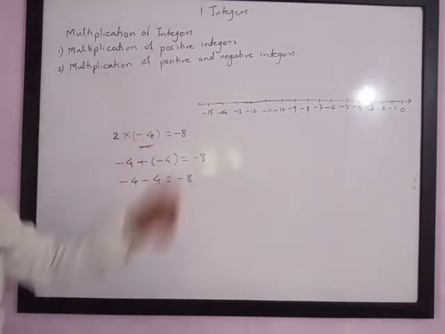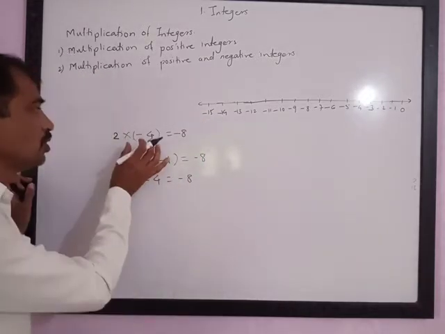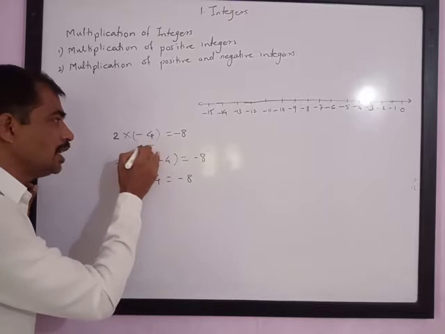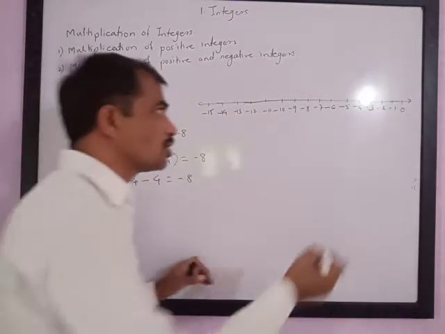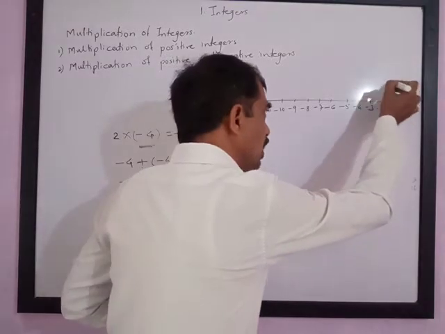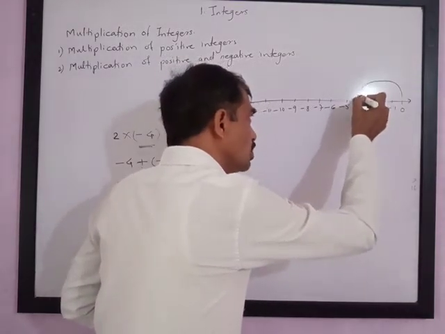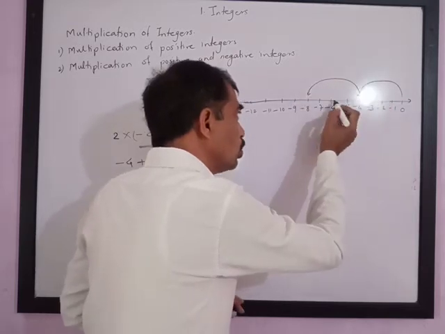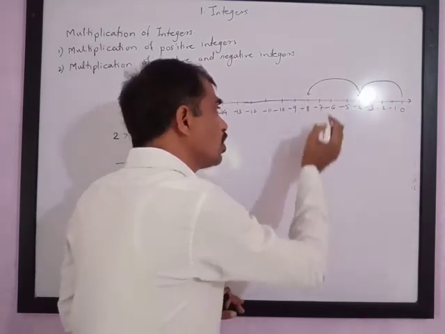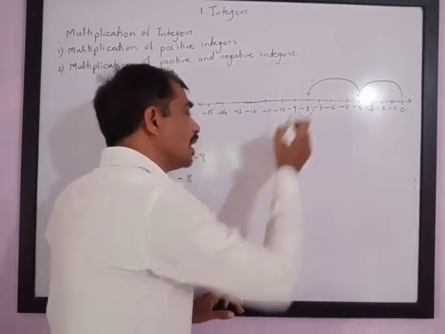Now this can be understood with the help of a number line. Each jump is of 4 steps and we have to jump 2 times. So from 0 you will get 4 ones are 4. This is the first jump. You can see 1, 2, 3, 4. If you jump 4 steps again, you will get the answer, negative 8.